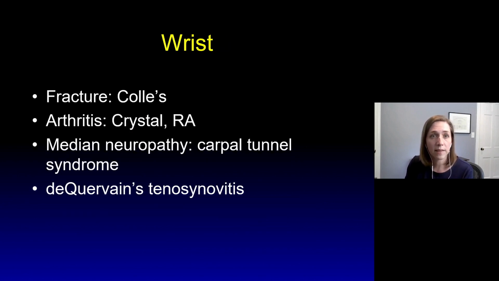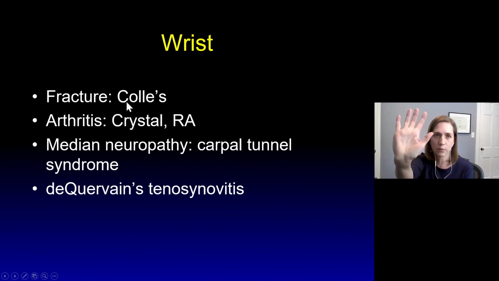So moving to the wrist. Common causes on board exams about wrist fractures would be a Colles fracture, a fall on an extended wrist. You can certainly get all kinds of arthritis, crystalline, rheumatoid, osteo in the wrist. But syndromes that can affect the wrist include carpal tunnel syndrome, a median neuropathy, and de Quervain's tenosynovitis.